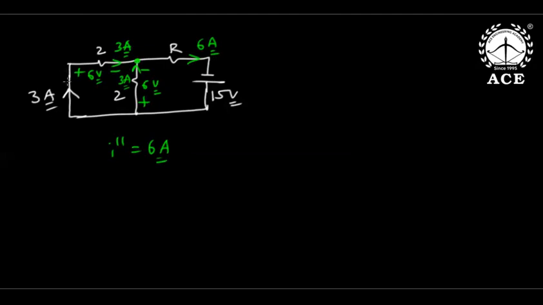15 will give 3. But he's not asking this current. This 3 will go here, 6 volts again. 3 will come, 3, 3, 6 will go here. So I double dash is 6 amperes. Okay, I double dash is clearly how much? 6 amperes.